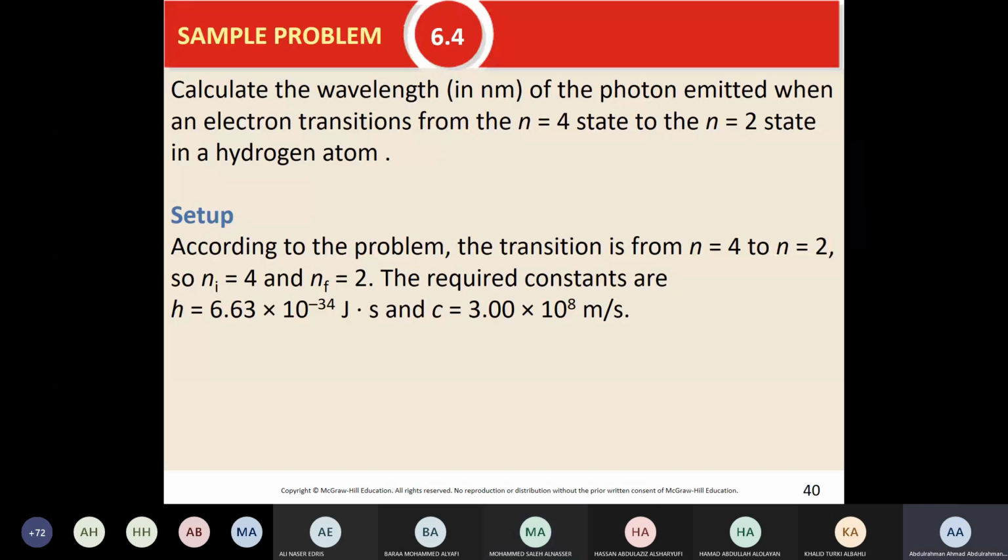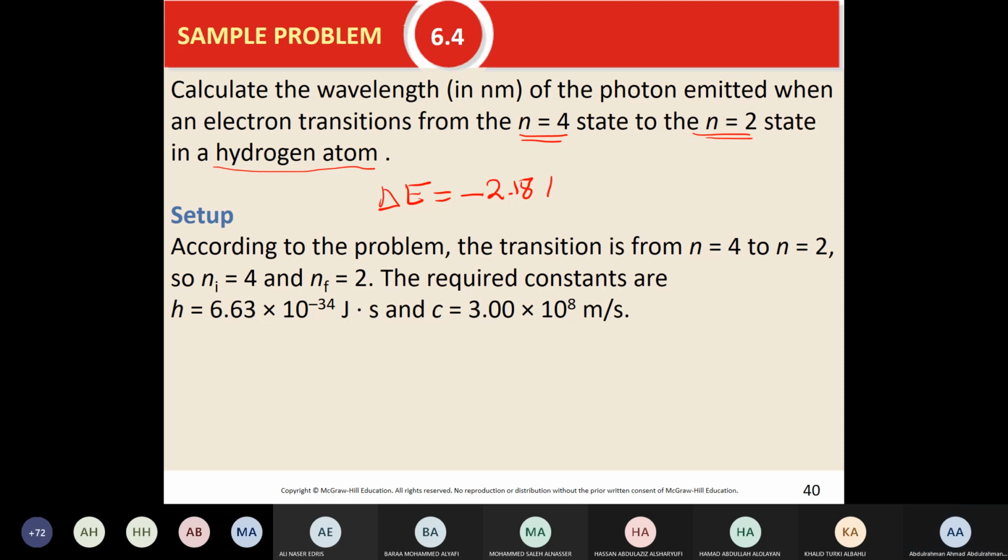Clear? Okay. Now use Bohr's energy equation. Calculate the wavelength emitted when an electron transitions from n equal to 4 to n equal to 2 state in the hydrogen atom. Can we do that? What's delta E equal to? Minus 2.18. You don't have to memorize this. It's available in your periodic table. Take it from the periodic table.